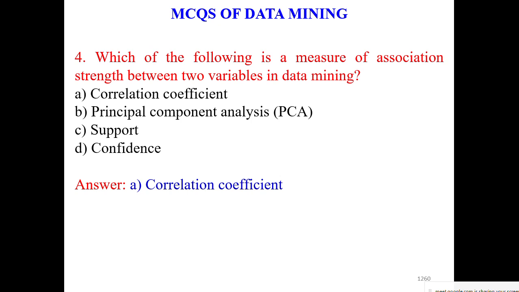B is a dimensionality reduction technique. Support and confidence are the association rule mining measures used in techniques like a priori algorithm, FP growth. Based on support and confidence only we are solving.